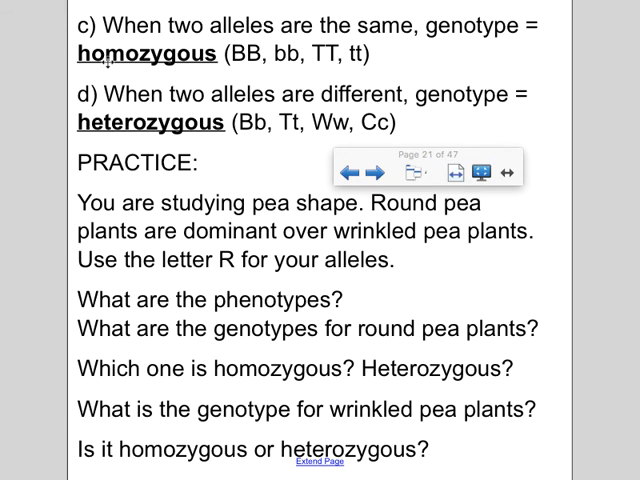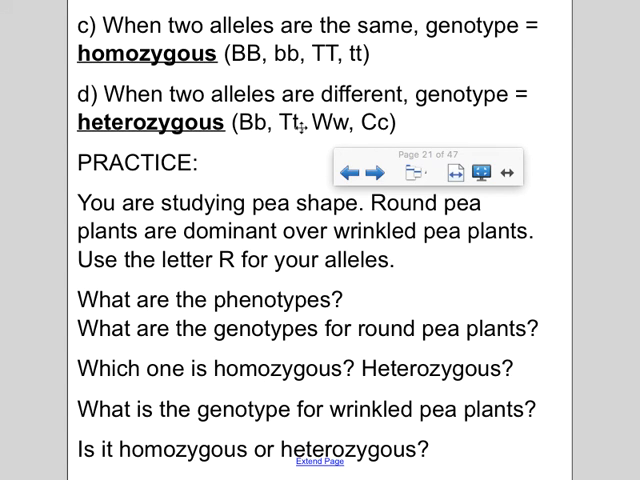So, homozygous means that the alleles, and the alleles are the letters, are the same. So big B, big B, they match. Homo means same. So we would describe this as homozygous. Little b, little b, even though they're both lowercase, they're the same alleles. Homozygous. Heterozygous means the alleles are different. So you have an uppercase and a lowercase, or a big letter and a small letter. So big B, little b, that's heterozygous. Big T, little t, that's heterozygous.